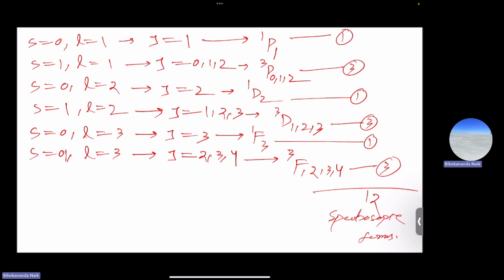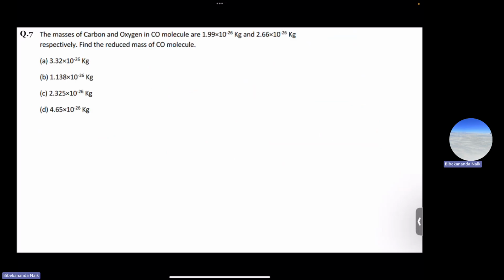And then for 3S0 values, there are 3 singlet terms. So 9 plus 3, 12. So the total number of spectroscopic terms coming out when the LS coupling occurs between one 3D electron and one 3P electron is 12. I hope this is clear to everyone.